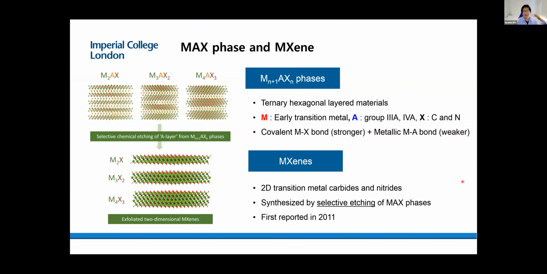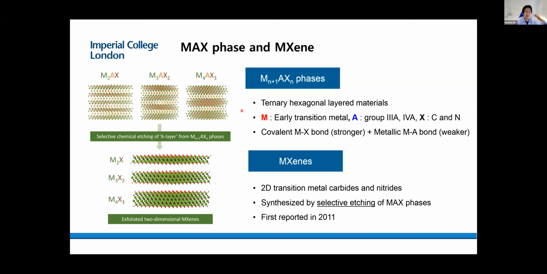So the MXenes are obtained from a ternary hexagonal layered material, the MAX phase. From the MAX phase, we selectively remove the A layer. So the name MXene comes from the MAX, removing the A, and the ene comes from graphene. So we call it MXenes. The MAX phase is a composite of M, which is a transition metal, and A is a group A element, which is normally aluminum so far, and X is carbon and nitrogen.